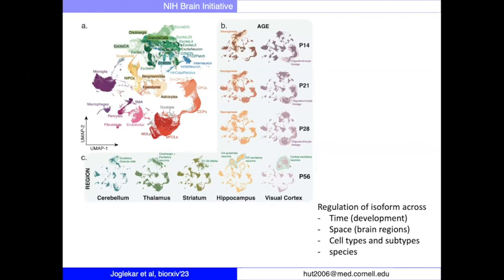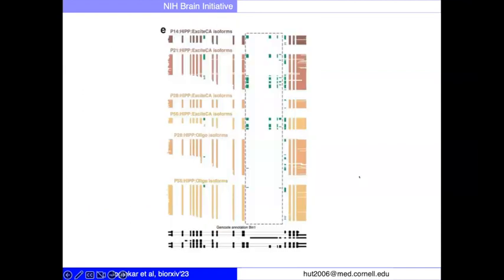And then, with the help of another R01, which is now, by the way, ending, and this NIDA Scorch consortium, we also did a lot of sequencing in human brains, and therefore we have the dimension of going across species.